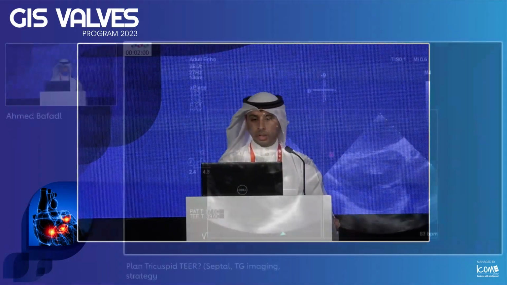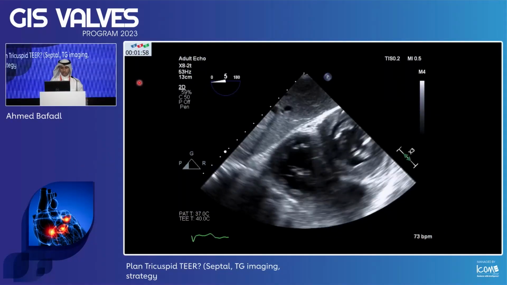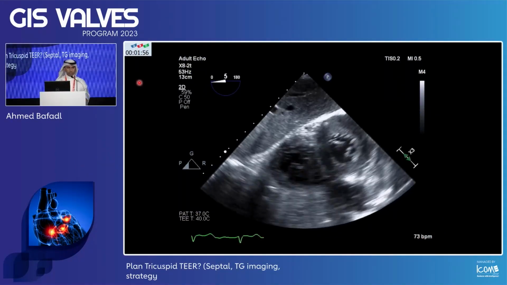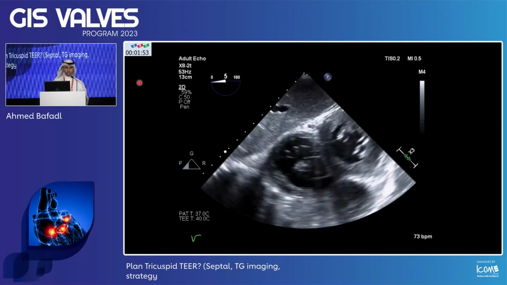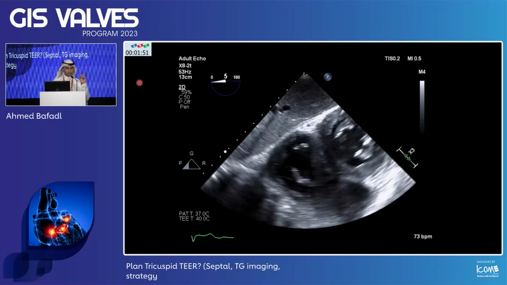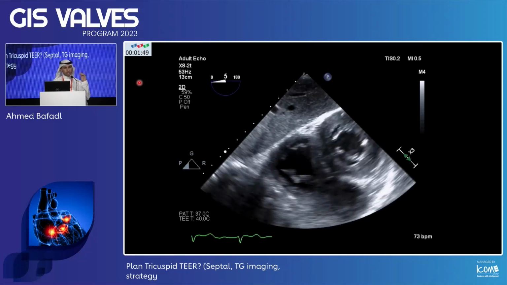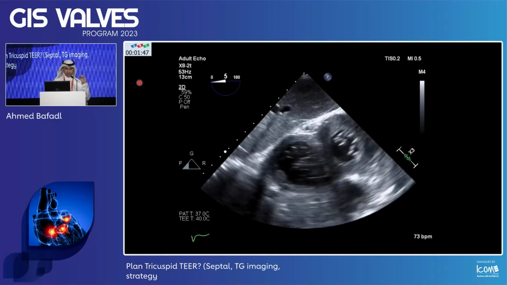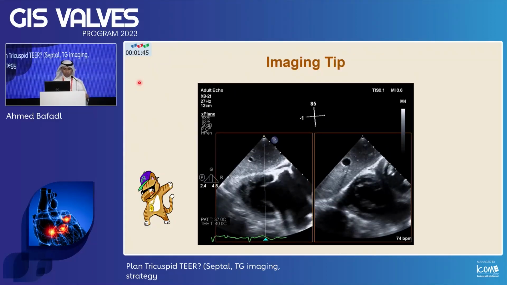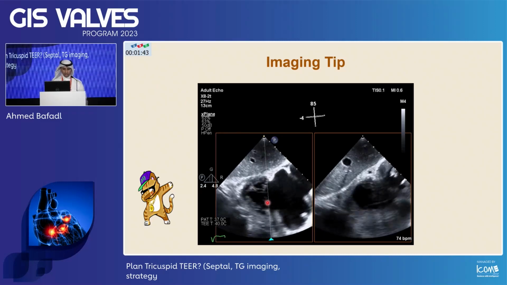So in the transgastric view, again, there is a better understanding. You can see the valve in this view. You see the tricuspid leaflet. But in this view, again, for people who are not 100% sure whether you're subvalvular or at the tip of the valve, one of the tips is to move your X-plane.